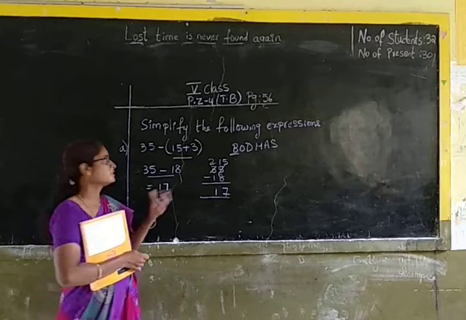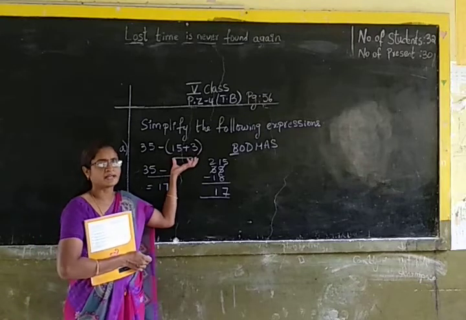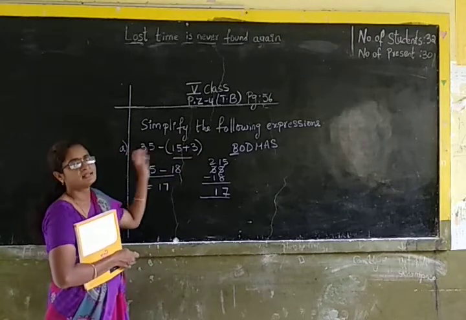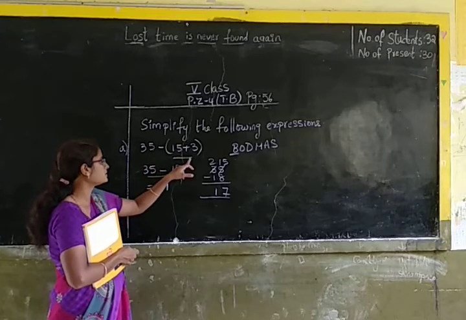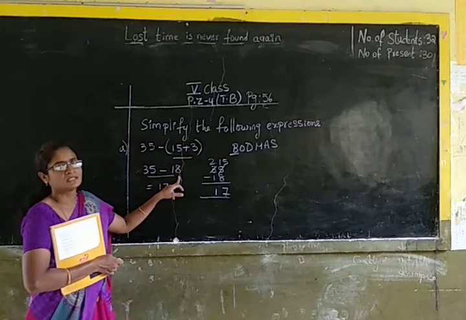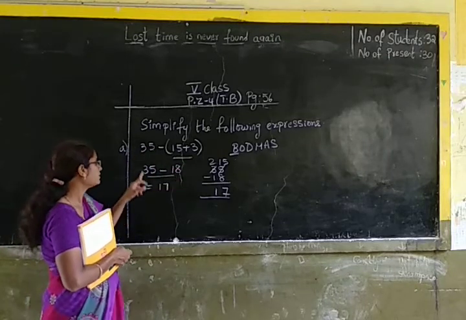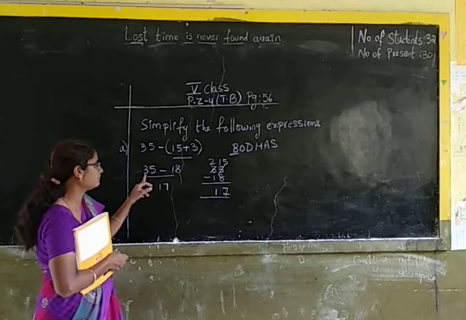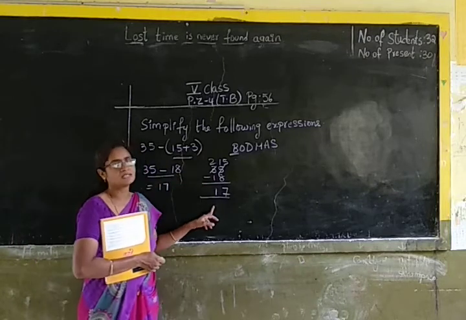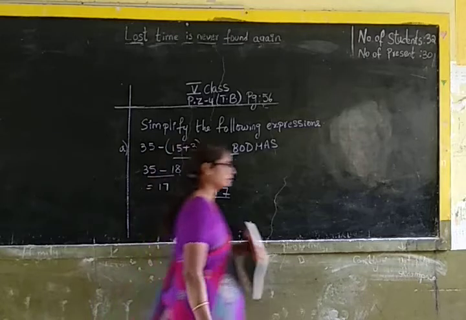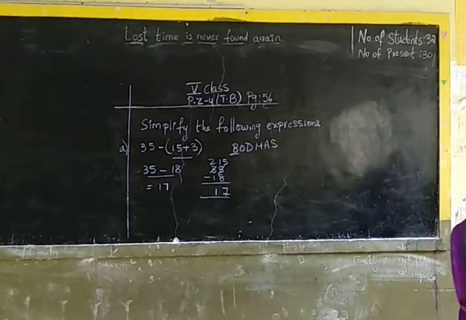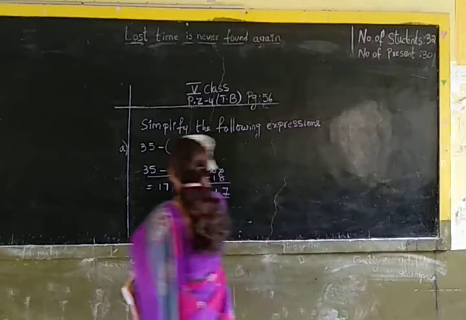Did you understand children? First we have to solve the terms in the bracket. Then we have to solve the next term. So here 15 plus 3 is how much? 15 plus 3 is 18. Next we have to subtract 18 from 35. 35 minus 18 is 17. Okay children, now let us do the second sum.